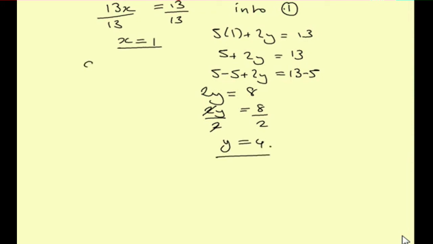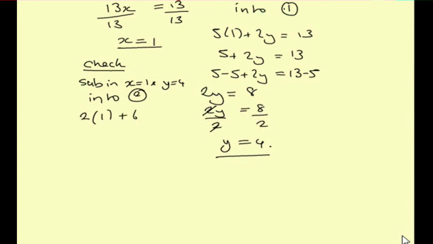So we need to do a quick check. So we sub in x equals 1 and y equals 4 into 2. So you get 2 lots of 1 plus 6 lots of 4, so it's 2 plus 24 equals 26. And there you go. So that's how we solve that equation.